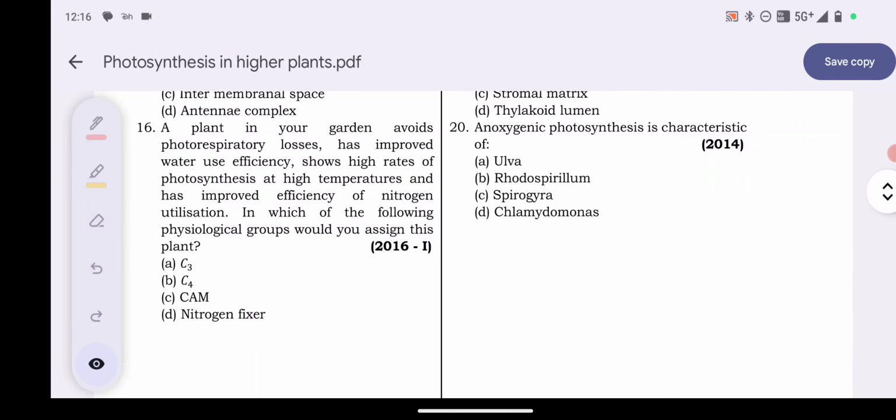Question number 16. A plant in your garden avoids photorespiratory losses, has improved water use efficiency, so high rate of photosynthesis at high temperature, and has improved the efficiency of nitrogen utilization. In which of the following physiological groups will you assign this plant? Obviously, it will be assigned in the C4 plant. Okay, option B, C4 plant.